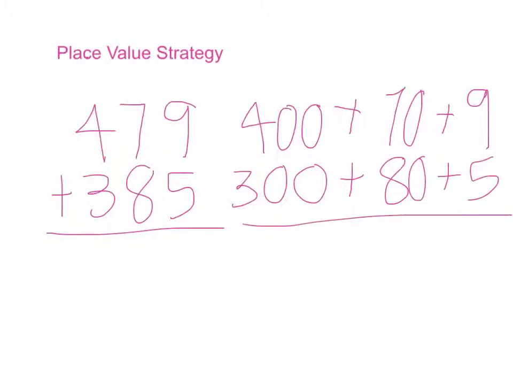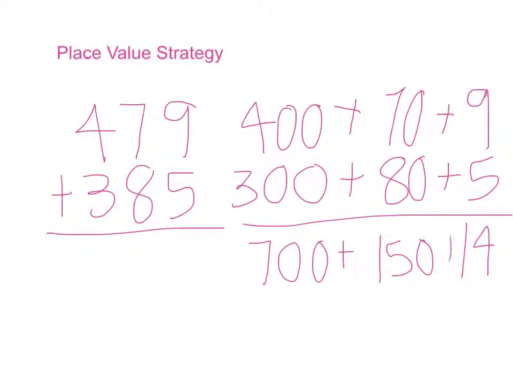You'll then add these together. So you'll be adding your ones place together, your tens place together, and your hundreds place together. So let's add those real quick. It's 14, 150, and 700. Now I would, for the students in class, write this on top of each other.